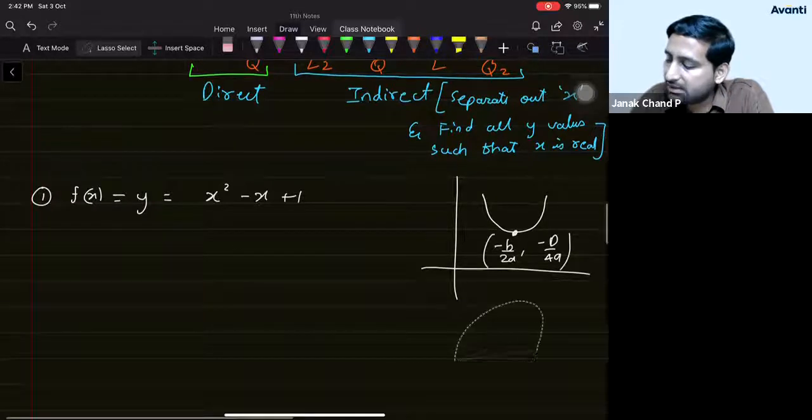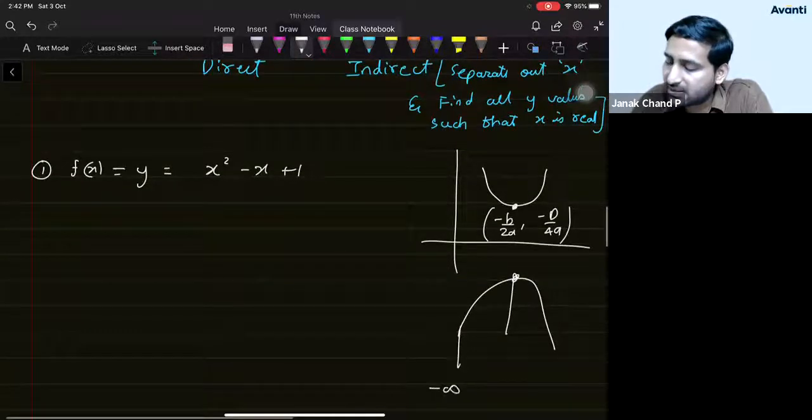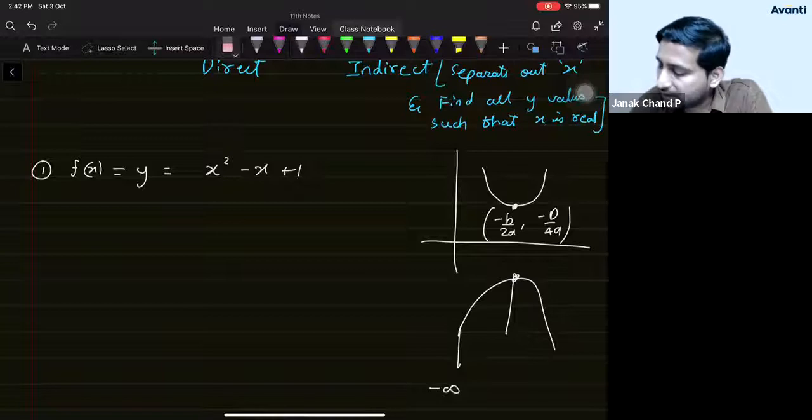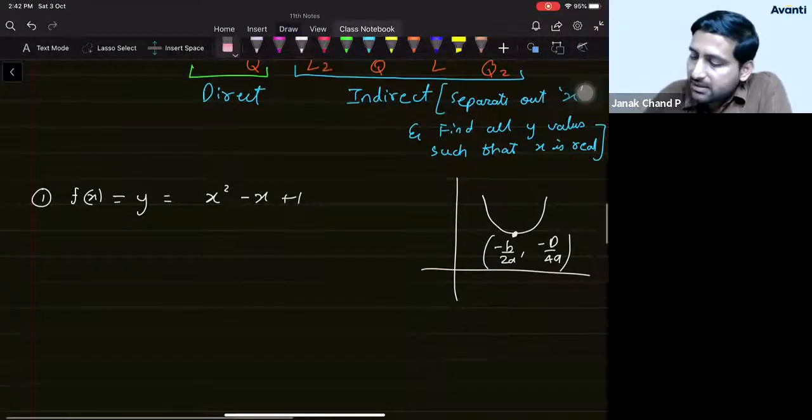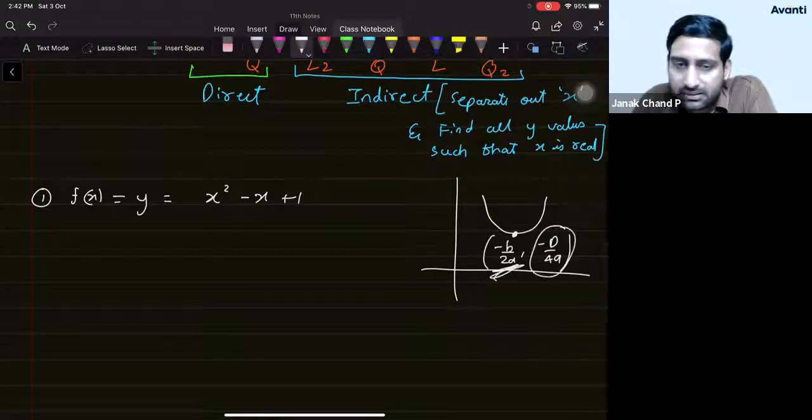If the graph was like this, students, then the maximum height will be this and the minimum height will be minus infinity. Okay, so let us just try to do this. We don't have to worry about this. We just have to calculate this.